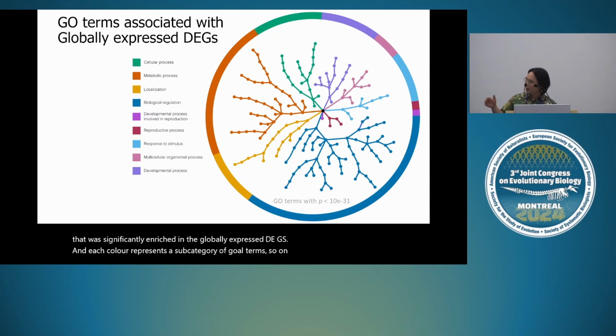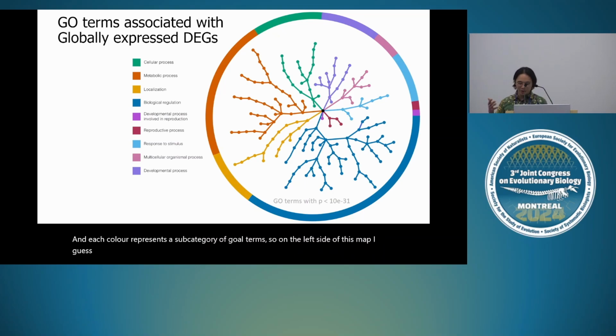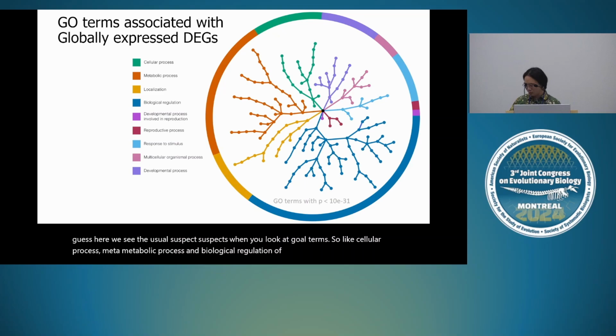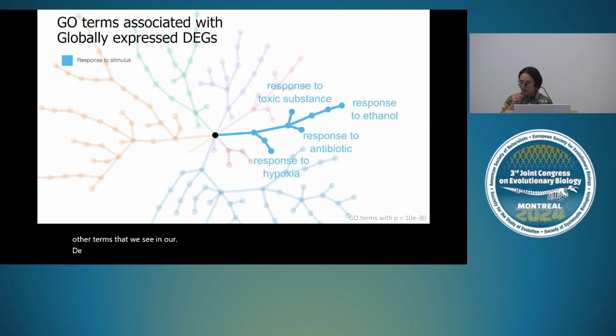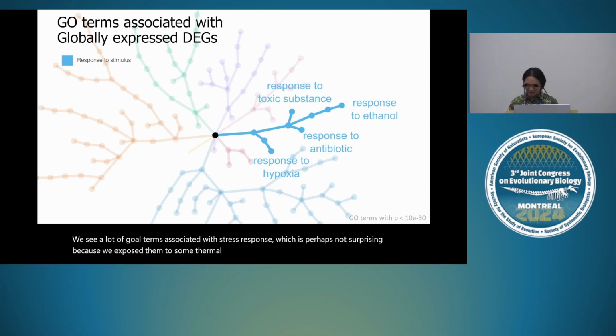On the left side of this map, we see the usual suspects when you look at GO terms, like cellular process, metabolic process, and biological regulation of metabolic processes as well, terms which we see often. I wanted to zoom in a little bit and look at some of the other terms that we see in our DEGs. First, among the global DEGs, we see a lot of GO terms associated with stress response, which is perhaps not surprising because we exposed them to some thermal stress. So that's cool.